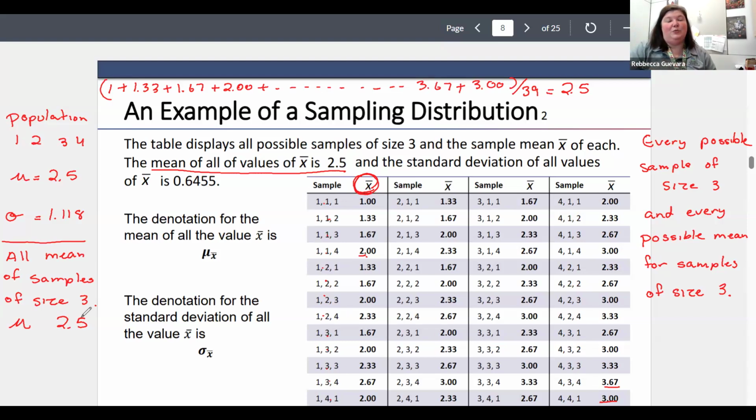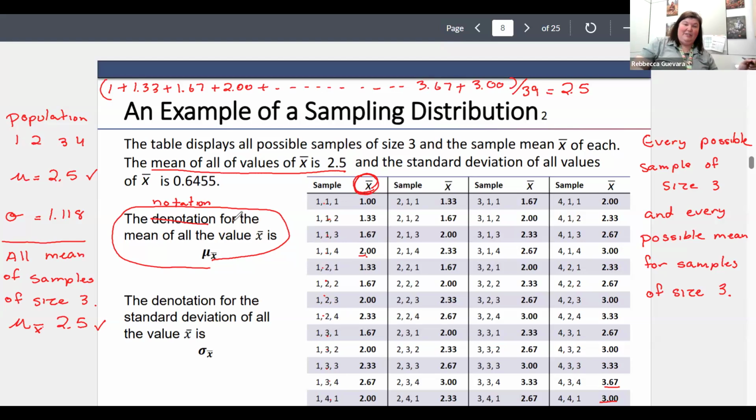We need a special way to denote this kind of mean, because this mean and this mean are not exactly the same thing. This is just a mean for individual x values. This is a mean of means. We use a little subscript of x bar. The notation for the mean of all of our means, all our x bars, is going to be mu x bar.